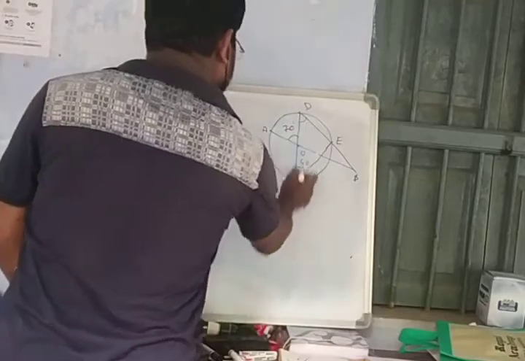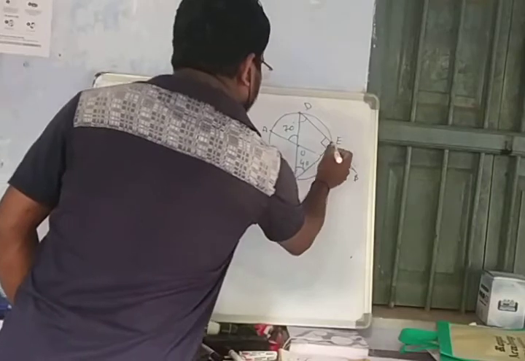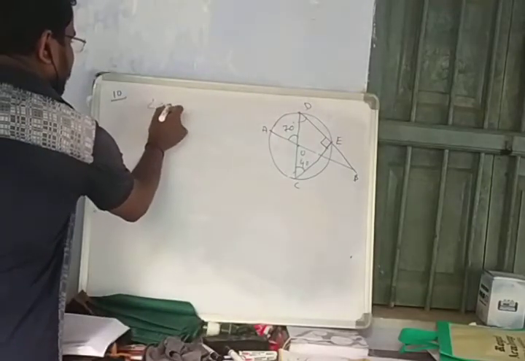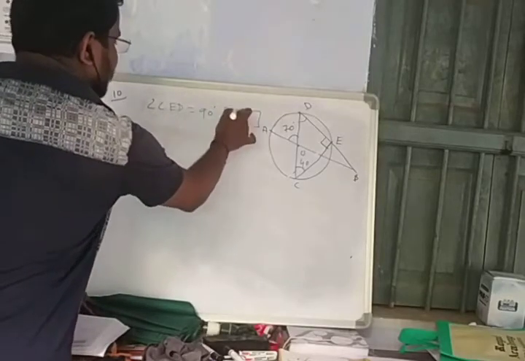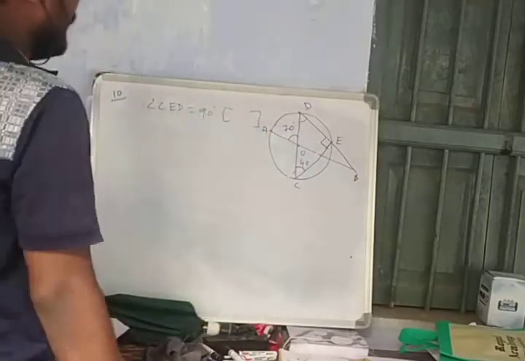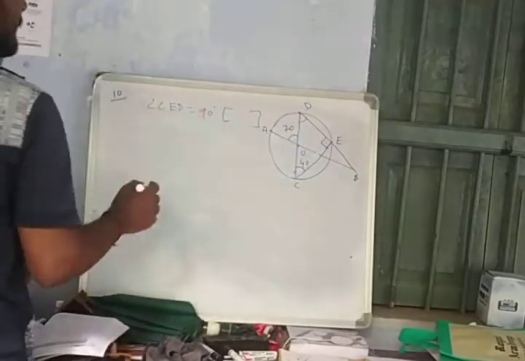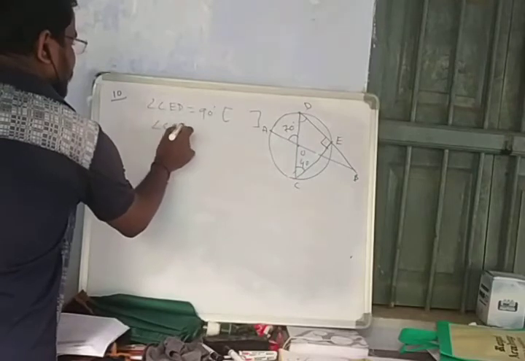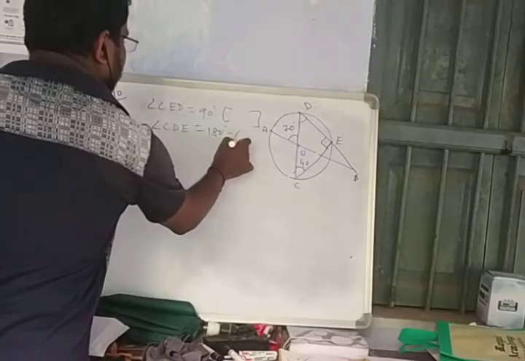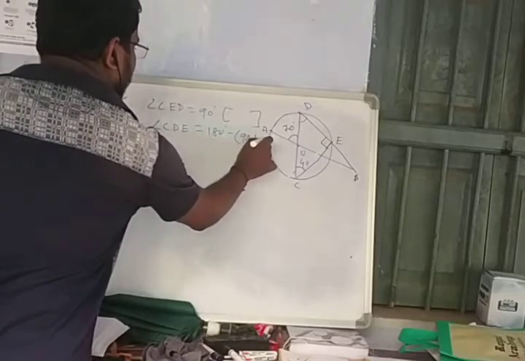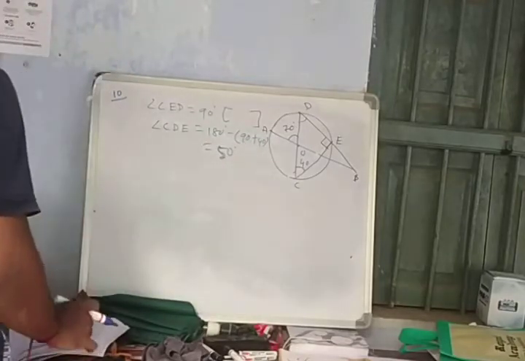All of you see, CD is the diameter and O is the center. Then this angle equals 90 degrees. So we can write CED equals 90 degrees. You will write the reason: angle in a semicircle is a right angle. Now from this triangle, this is 40, this is 90. Then CDE equals 180 minus (90 plus 40) equals 50 degrees. You have to write the reason: angle sum property.